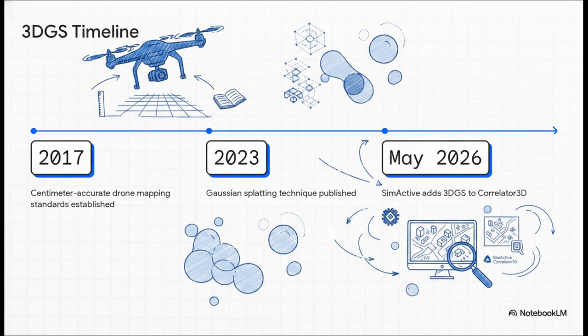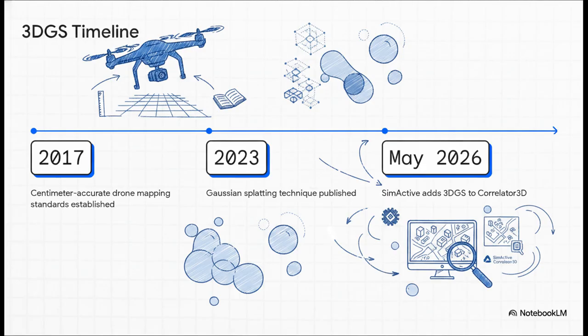What's equally fascinating here is the timeline of this technology. Centimeter-accurate drone mapping has been standard practice since around 2017. But get this, the Gaussian splatting technique was only published as an academic paper in 2023. Normally, it takes years, if not decades, for a research curiosity to become a practical, everyday tool. But the results of 3D GS were just so undeniably powerful that the industry practically sprinted to adopt it. It's wild how fast this moved. Fast forward to May 2026, and major mainstream photogrammetry software companies like SimActive with their Correlator3D platform have already added Gaussian splatting.